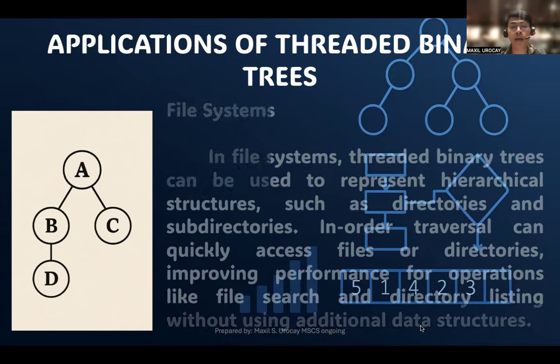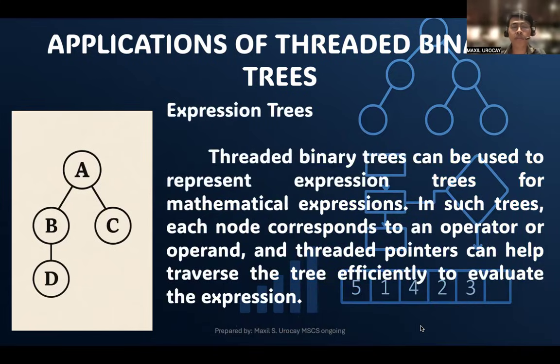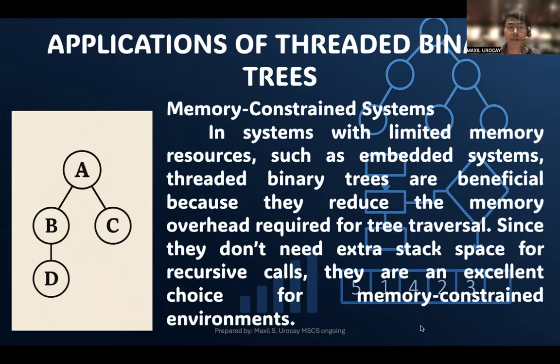additional data structures. So another will be the expression tree. Threaded binary trees can be used to represent expression trees for mathematical expressions. In such trees, each node corresponds to an operator or operand, and threaded pointers can help traverse the tree efficiently to evaluate the expression. And then there are memory constraint systems, systems with limited memory resources, such as embedded systems. Threaded binary trees are beneficial because they reduce the memory overhead required for tree traversal. Since they don't need extra stack space for recursive calls, they are an excellent choice for memory constrained environments.